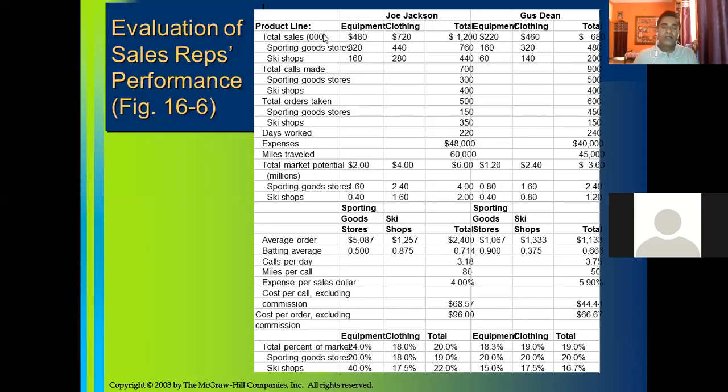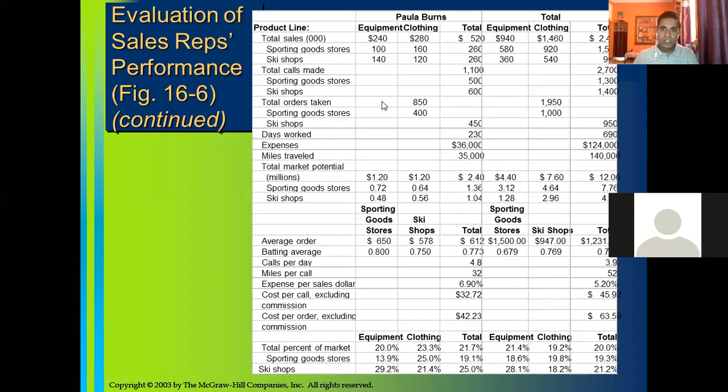Now, whatever we discussed in the previous slides, the output factors and quantitative input factors, most of them are considered here in evaluating the sales representative performance. It runs over two pages. The single sheet is actually split into two PowerPoint slides because it will not fit in one.